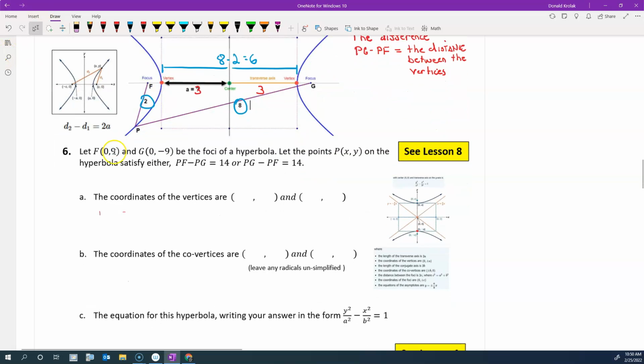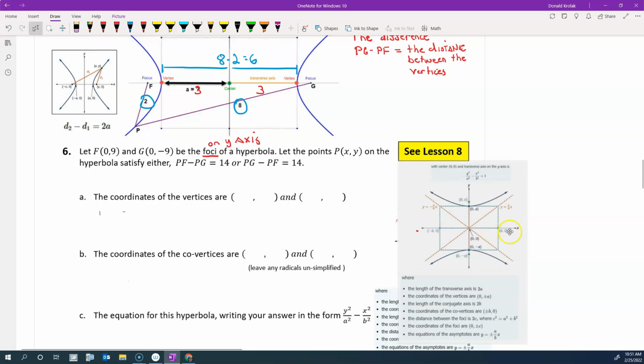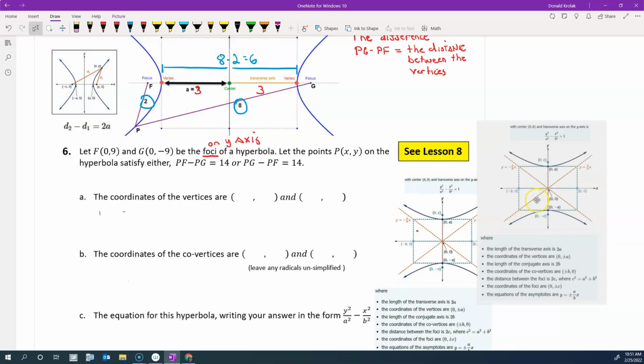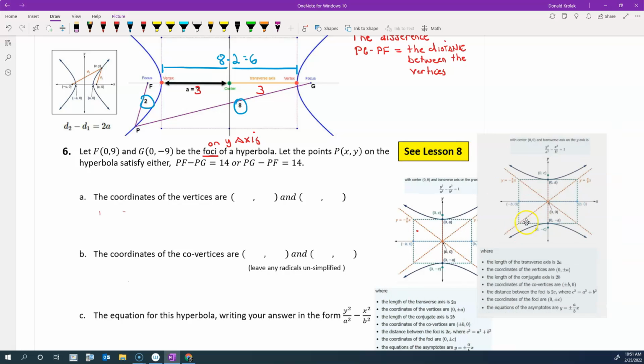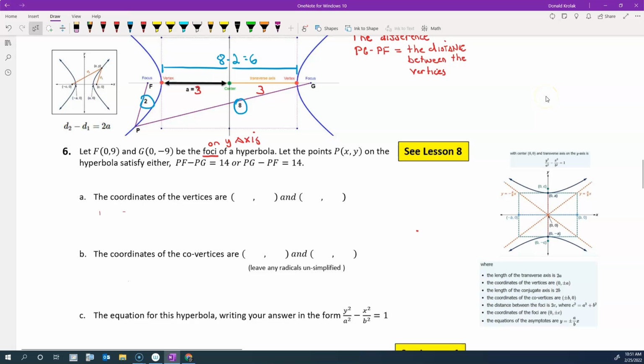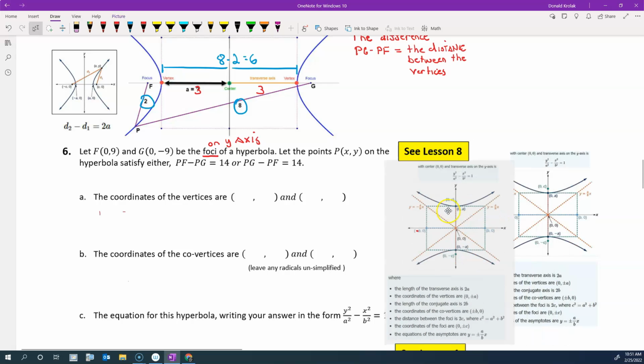Okay, number 6. You're told that you have a hyperbola, and the two focal points are on the y-axis. What I did over here is cut and paste the properties from lesson 8 for when the focal points are on the y-axis. That's these guys right here. I know it's a little small, but that's what you're going to be using to solve this question.